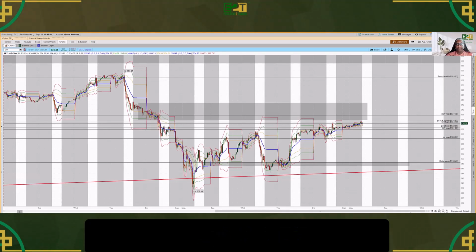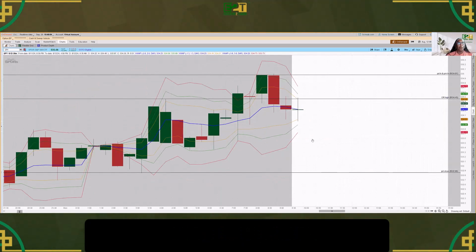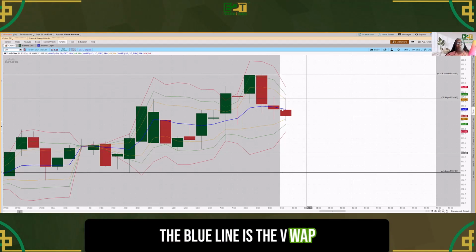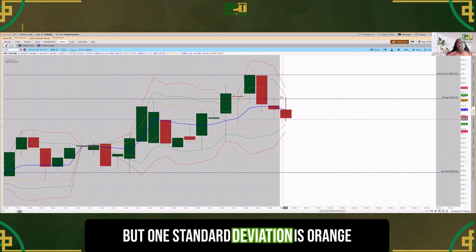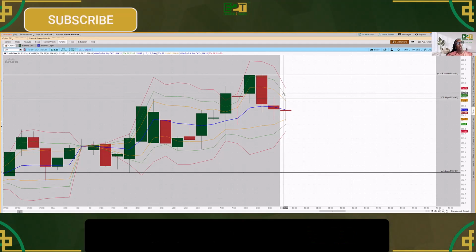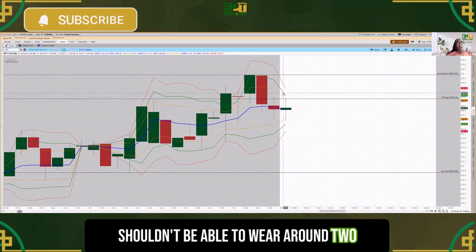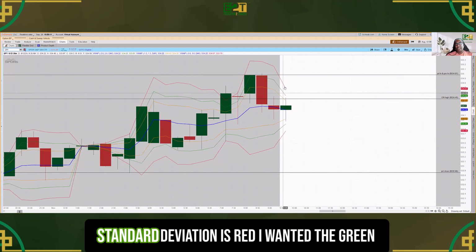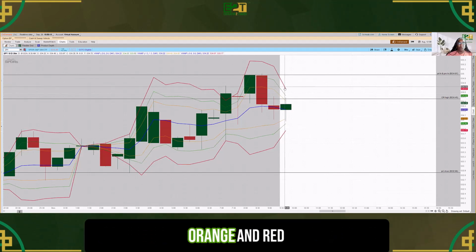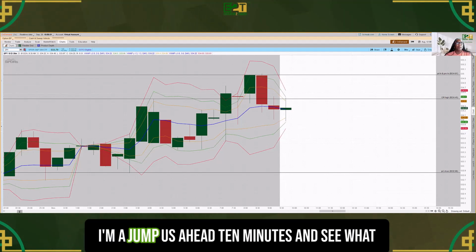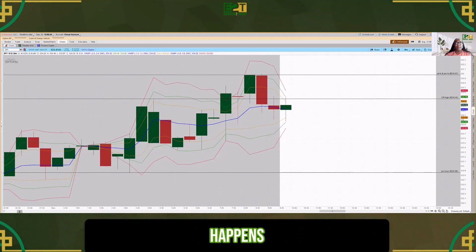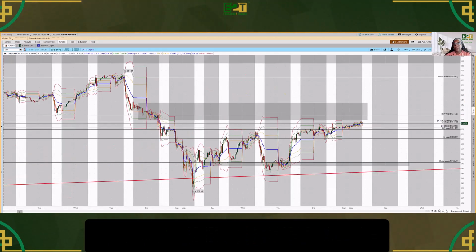Let's zoom in. This is the start of our day. The blue line is VWAP. First, 1 standard deviation is orange. Should have been the other way around. 2 standard deviations is green and 3 standard deviations is red. I wanted the green, orange, and red. I'm going to jump us ahead 10 minutes and see what happens, see what it looked like.